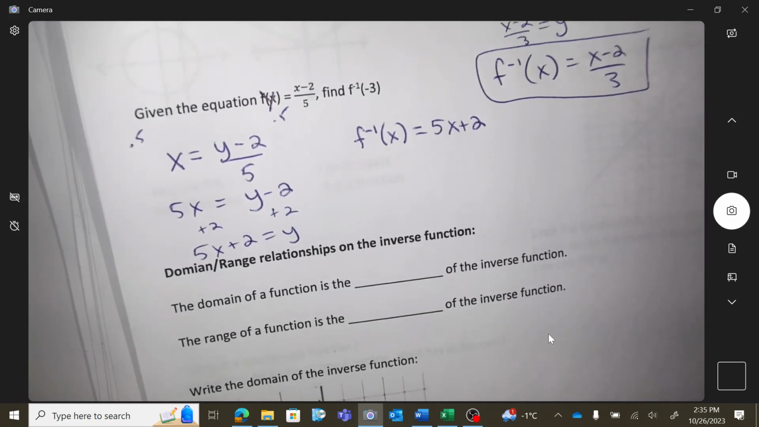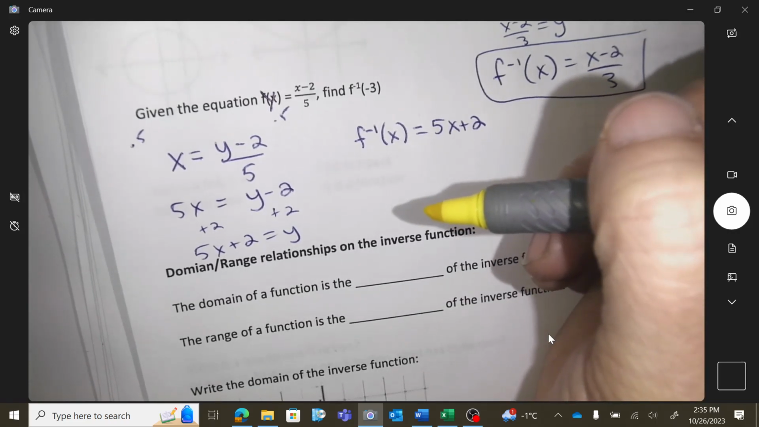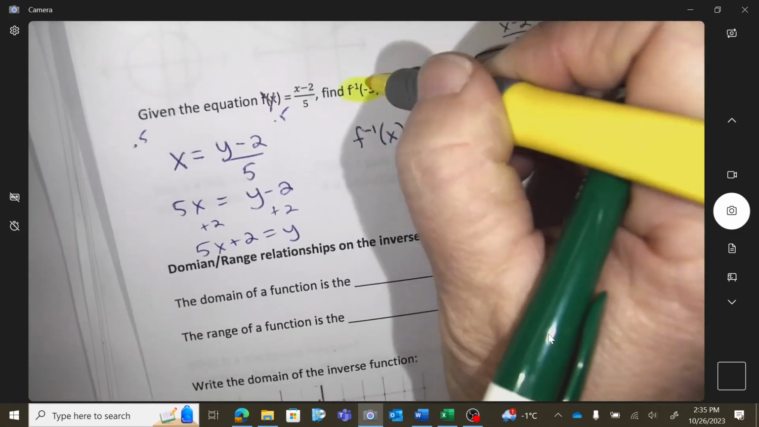Okay, something you learned in grade 10, or you were supposed to. I was trying to think the other day. I don't think I taught you in grade 10, right? I didn't have anybody in grade 10. So now I don't know.